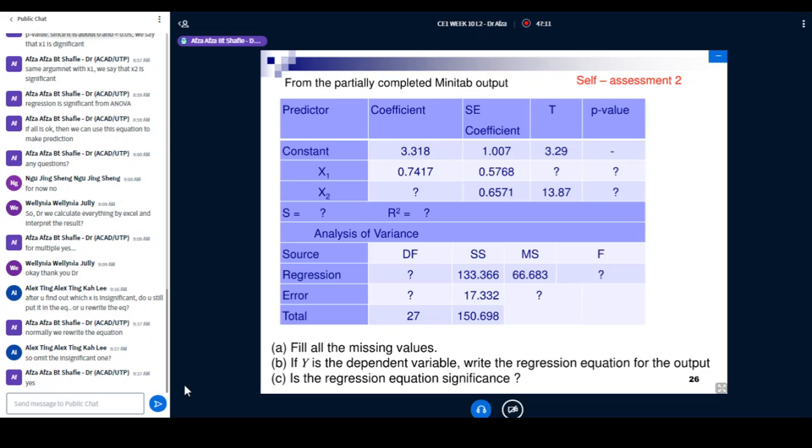So we take about 5 minutes break and then we continue with this. Let's look at self-assessment 2.